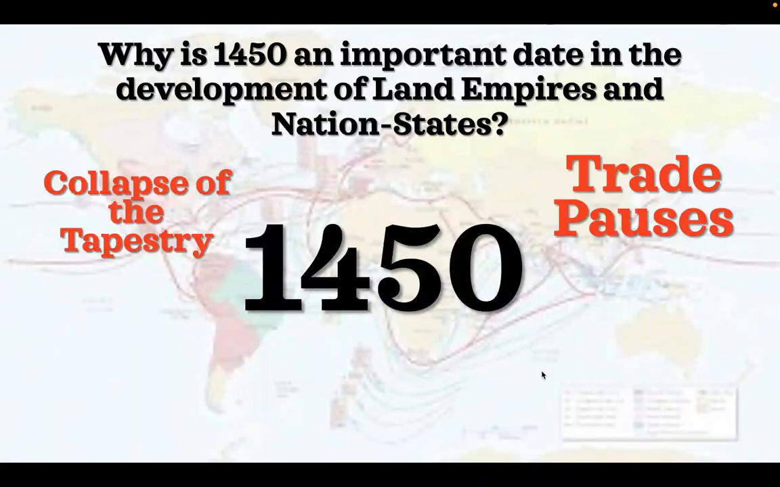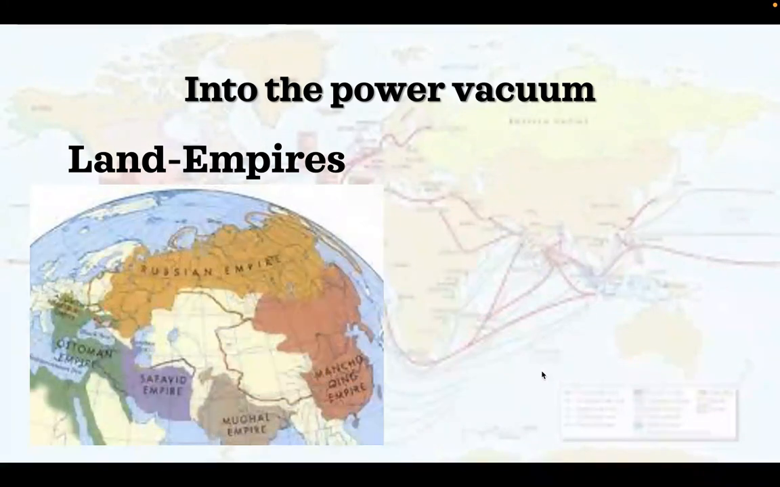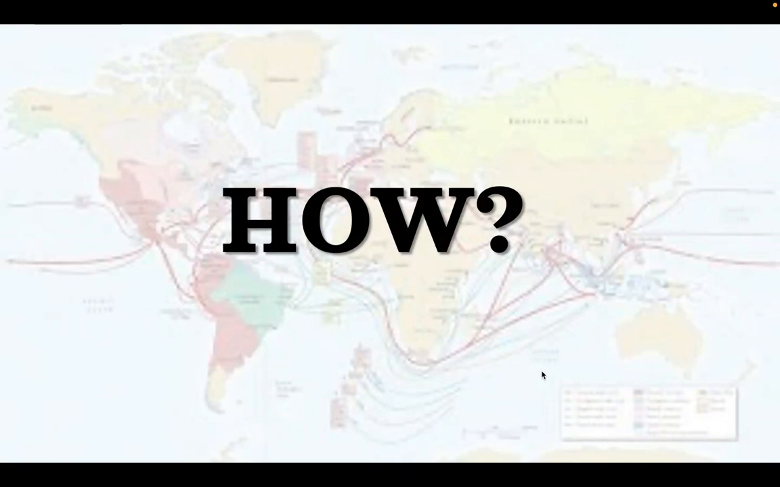Trade pauses, and we have a gigantic power vacuum because in Europe, with the Black Death, all the feudal kingdoms collapsed as well. And the trading states in southern India, Southeast Asia, and sub-Saharan Africa, they collapsed too because of lack of demand. Into this power vacuum steps land empires and nation states. So how did these groups of people, these core states, how are they going to do it?